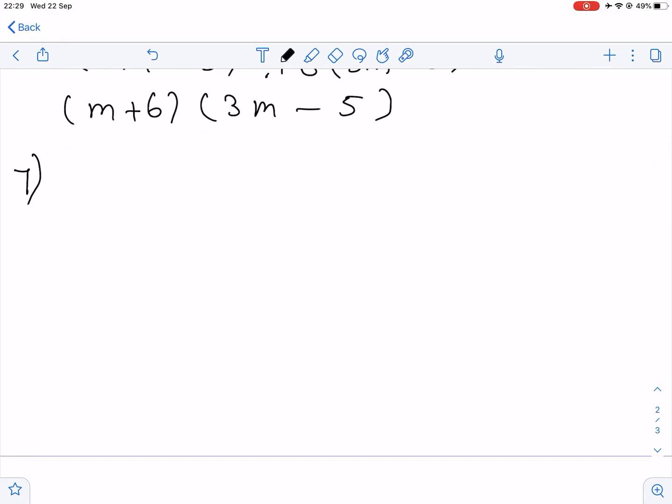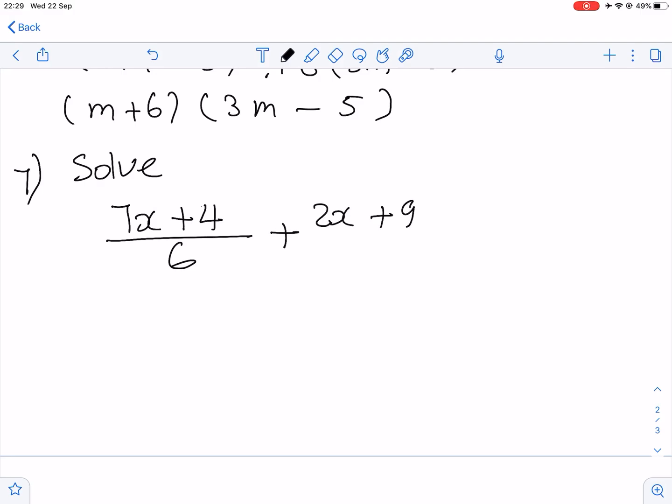Question 7. So it actually has to solve. So I have 7x plus 4 divided by 6 plus 2x plus 9 over 4 equals to 4. Okay, remember when we're adding fractions, we want to find the common denominator. So here, a common denominator would be 12. So I'm going to pick 12 as my common denominator.